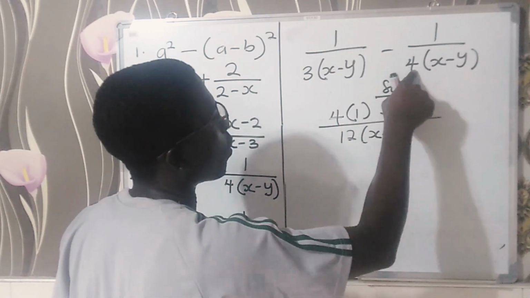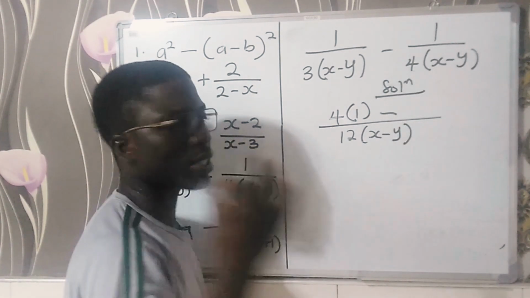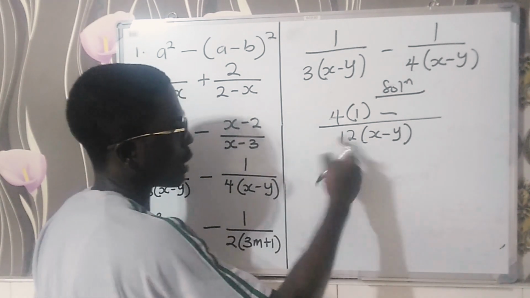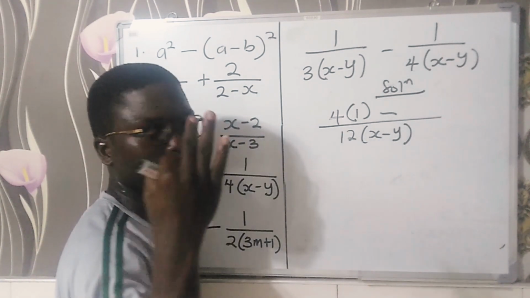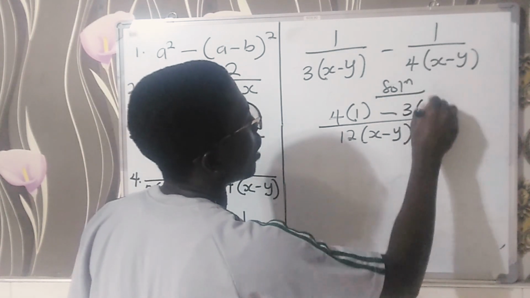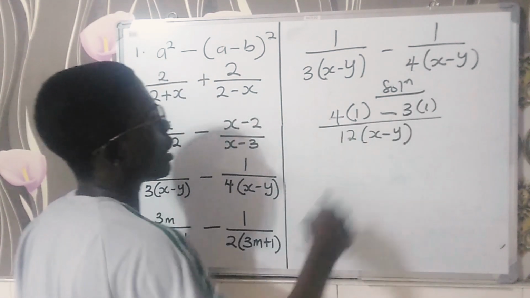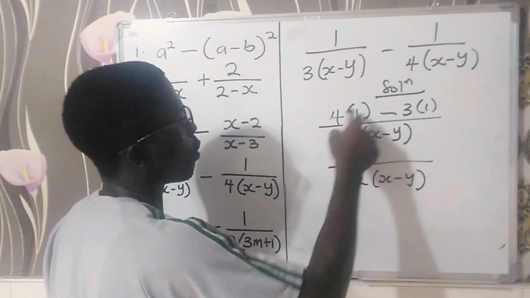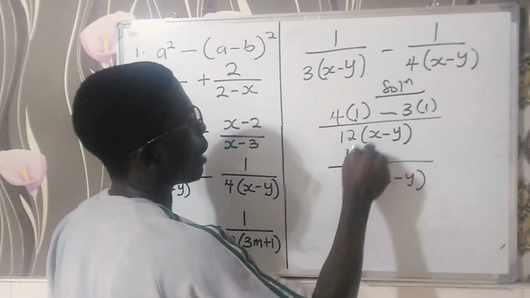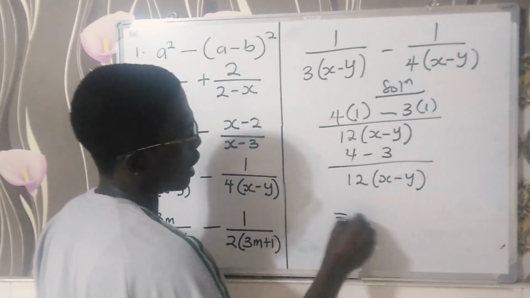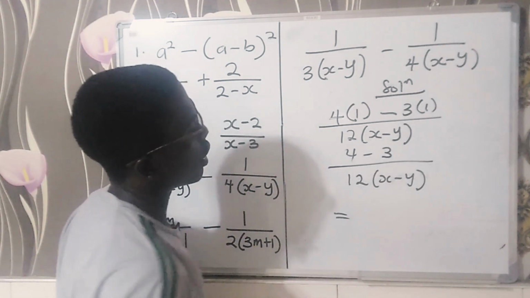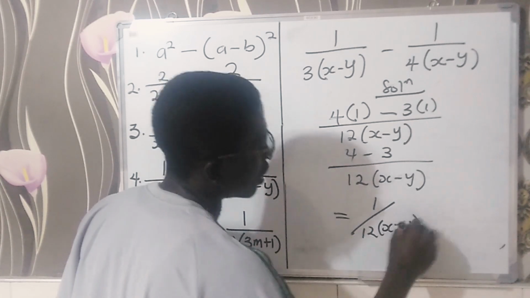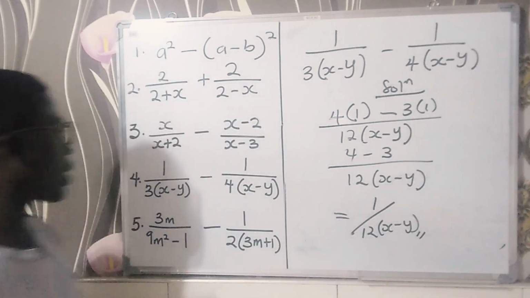The same for this 4 into 12, 3 times. Then this x minus y into x minus y is 1. That 1 times the 3 is 3, and the 3 has to multiply the 1 on top of it. We expand the numerator: 12 into bracket x minus y, and then 4 times 1 is 4, and then minus 3 times 1 is 3. So the final answer is 4 minus 3, which is 1 out of 12 into bracket x minus y. This is our final answer for question 4.